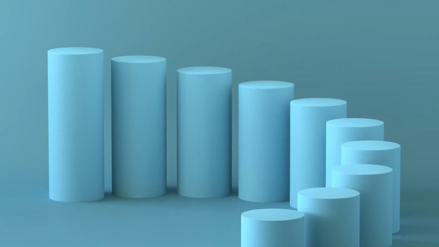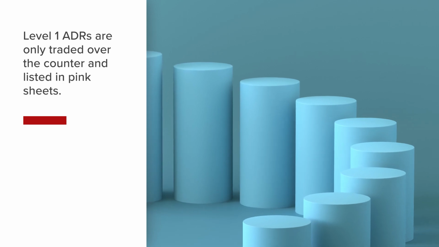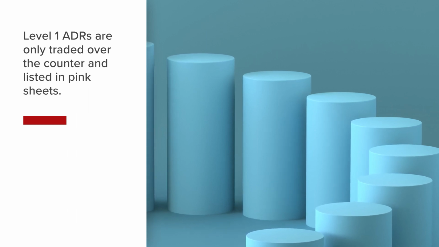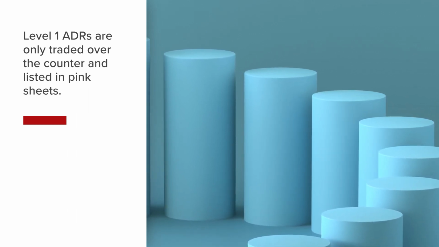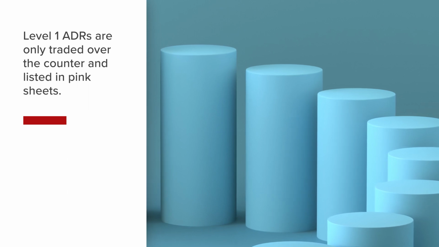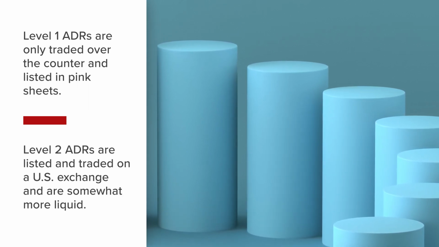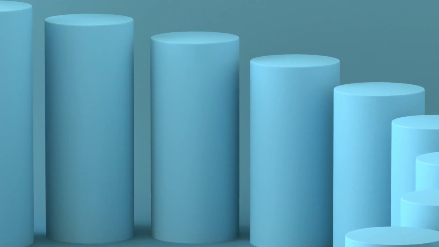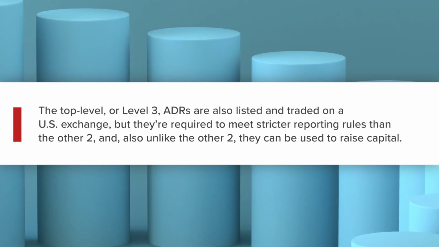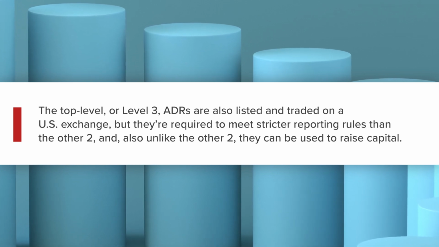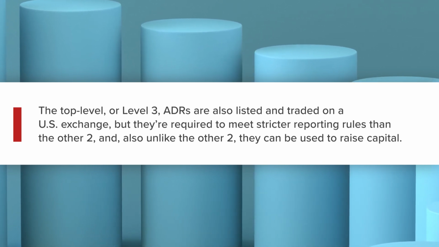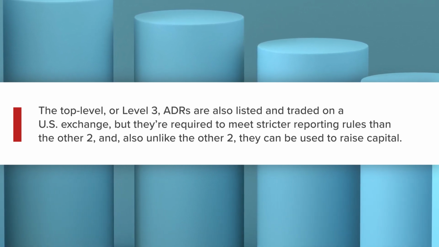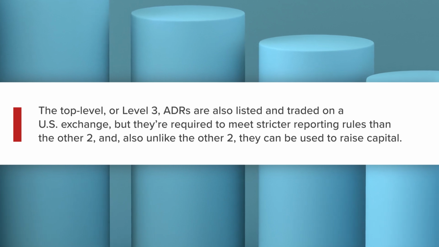But some of the major differences are that level 1 ADRs are only traded over the counter and listed in pink sheets. These may be highly speculative investments and not appropriate for those that are risk averse. Level 2 ADRs are listed and traded on a US exchange and are somewhat more liquid than Level 1. Meanwhile, the top level, or Level 3 ADRs, are also listed and traded on a US exchange, but they're required to meet stricter reporting rules than the other two. And also, unlike the other two, they can be used to raise capital.